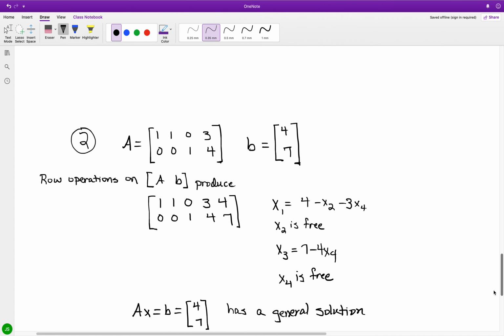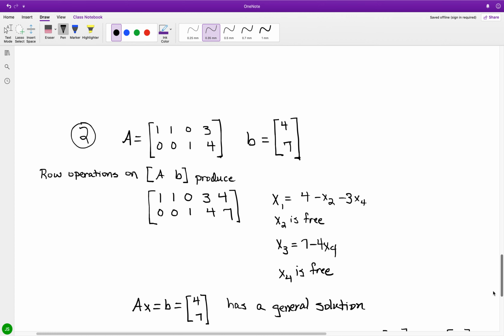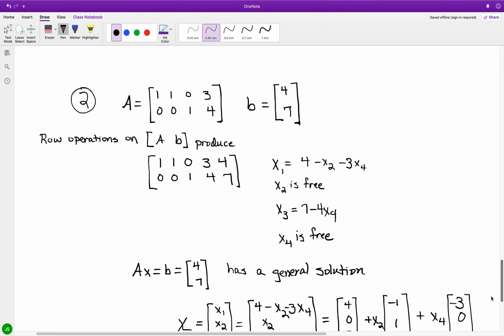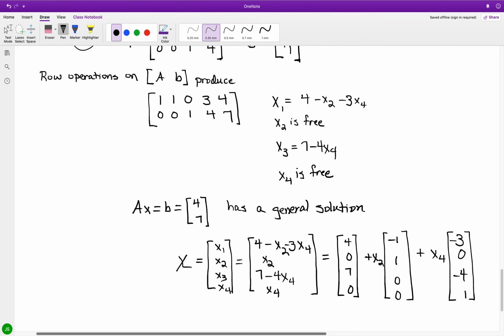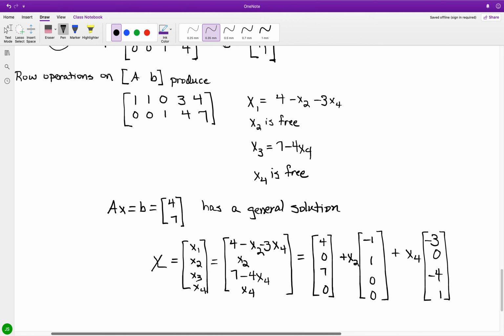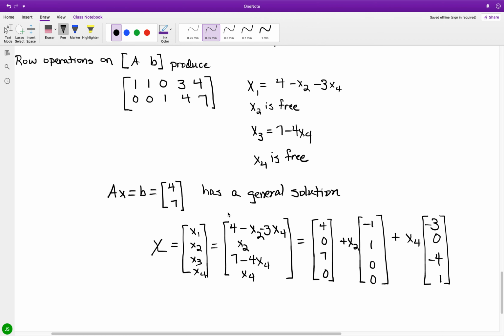And so we have for Ax equals b equals 4, 7, a general solution whereupon x is equal to x of 1, x of 2, x of 3, and x of 4. And writing in terms of the free variables x of 2 and x of 4, again we have with x of 1, 4 minus x of 2 minus 3 times x of 4. And again, with the free variable x of 2, that's equal to itself. For x of 3, I have 7 minus 4 times x of 4. And again, x of 4 is a free variable, so it is equal to itself.